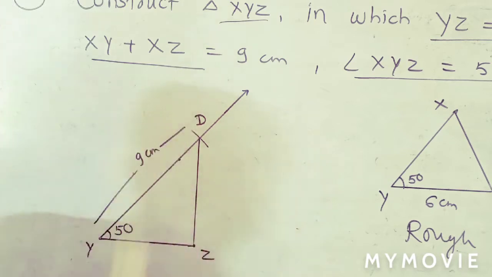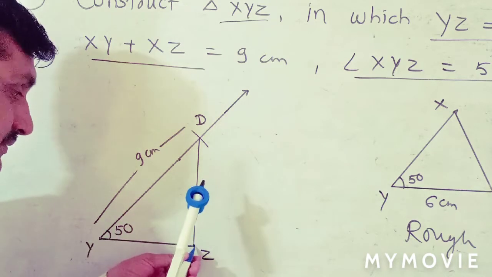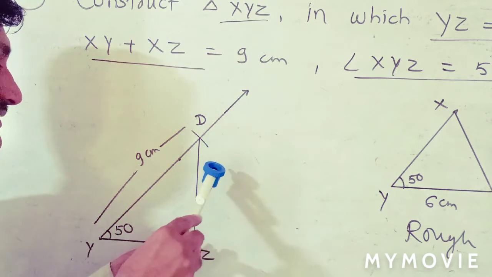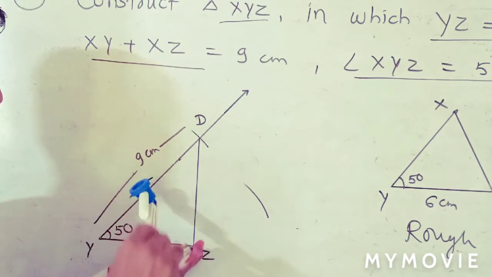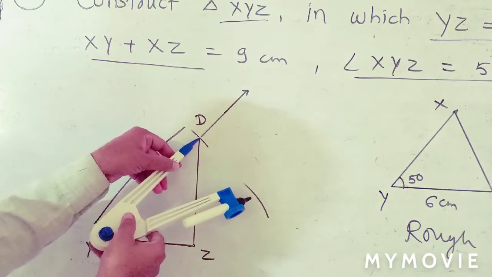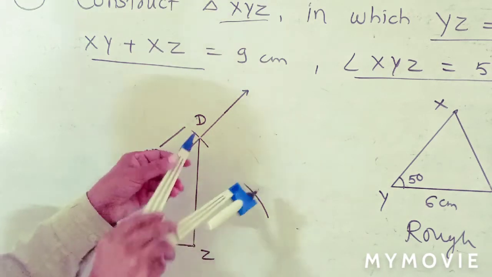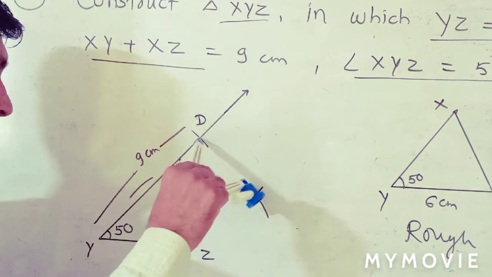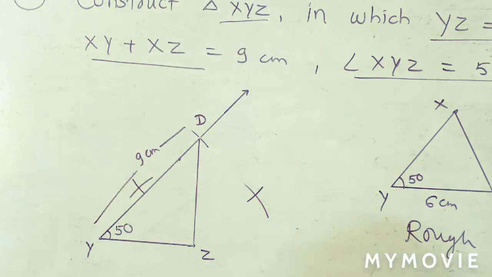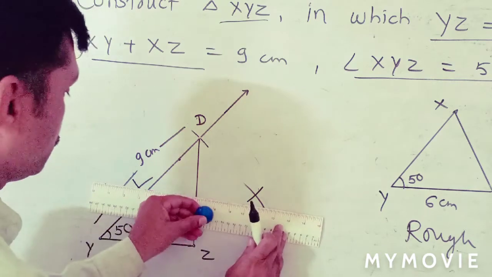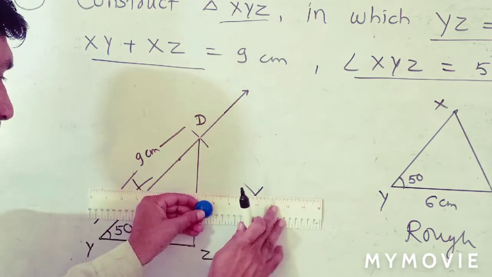Join DZ. After joining DZ, a very important step is to draw the perpendicular bisector of DZ. For that, bisect DZ by taking more than half distance. One arc on the right, one arc on the left, at the same distance from D. Let both the arcs intersect, and after that draw a line passing through these intersection points.